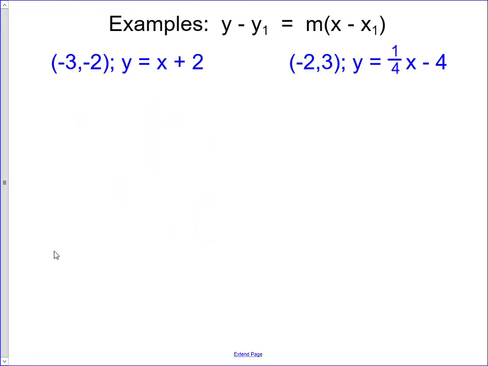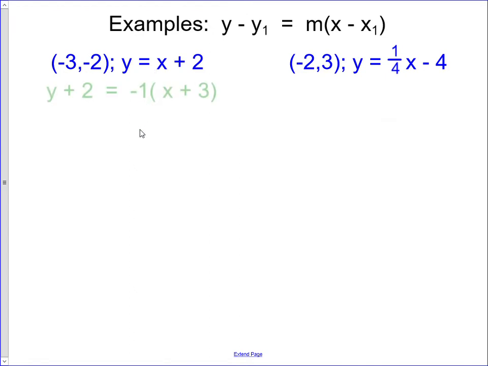Let's take a look at a couple more examples just so we can make sure this sticks. In this one, we want our new line to go through the ordered pair (-3, -2). And we want it to be perpendicular to the line y = x + 2. Well, we know that our slope here is +1. We know that the opposite of a positive is a negative. And we know that the reciprocal of 1 is still 1. So our new slope, or perpendicular slope, will be -1.